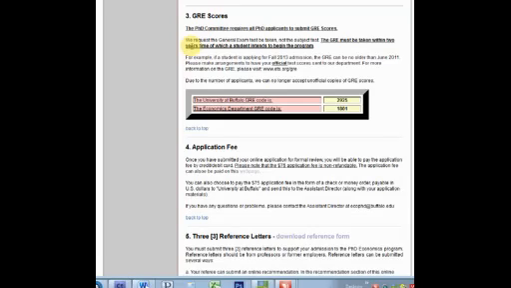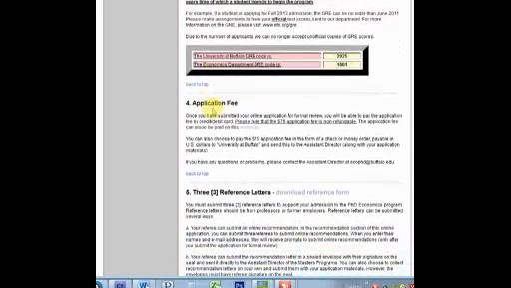GRE scores are required of all students, and again, they must be taken within a 2-year time frame. So for fall 2013, no older than June 2011. The UB GRE code is 2925, and the economics GRE code is 1801.